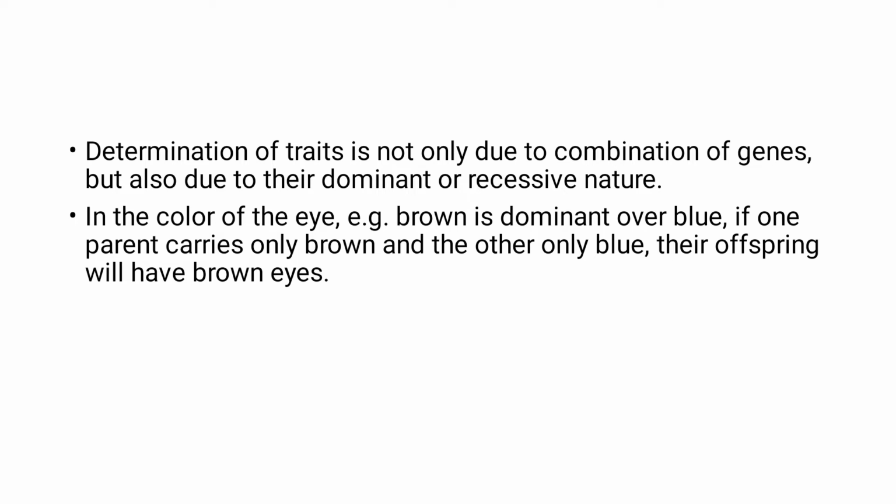So determination of your traits or features or characteristics is mainly due to the combination of genes, whether the gene is dominant or recessive. For example, if your father is having brown eyes and mother is having blue eyes, the child is getting brown eyes, means whose genes are dominant here? The father's genes are dominant, whereas the mother's genes are recessive. Recessive means submissive. So the dominant characteristics will be coming out, okay.